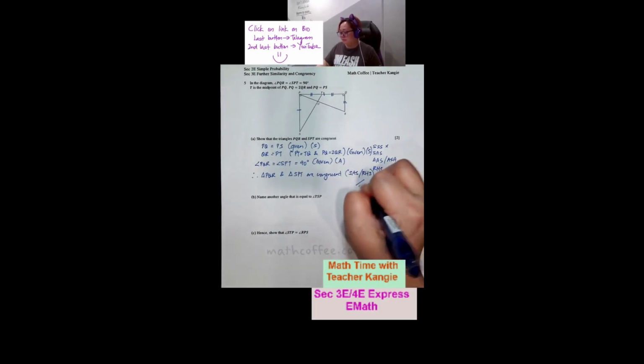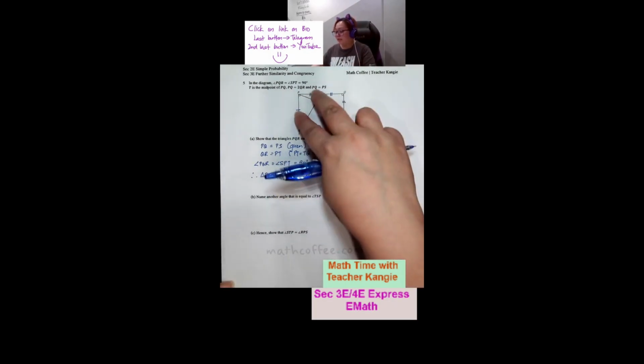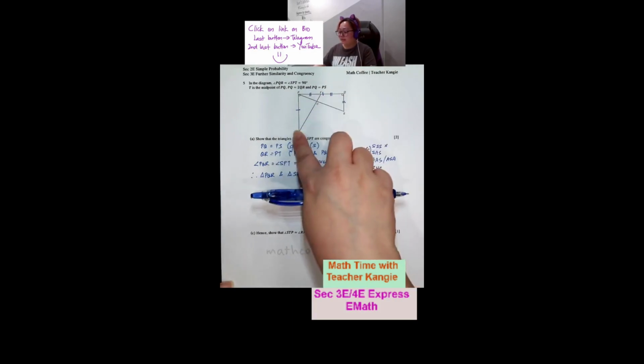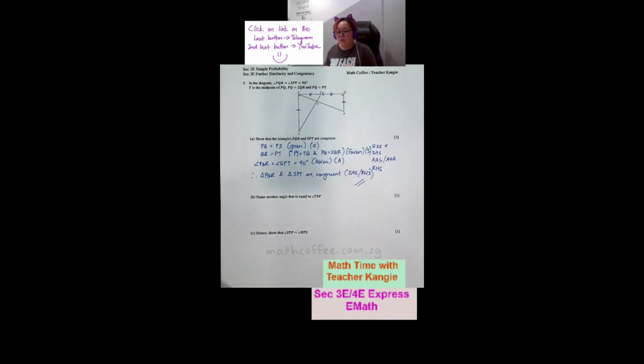So actually, this one can also be RHS, because remember I said when we have a right angle, sometimes we don't know whether to write SAS or RHS. So I write both. I say SAS or RHS. Which is reasonable, because two sides are given and a right angle, so naturally by Pythagoras theorem, I can say the third side is the same. Teacher, how to know if S or A?